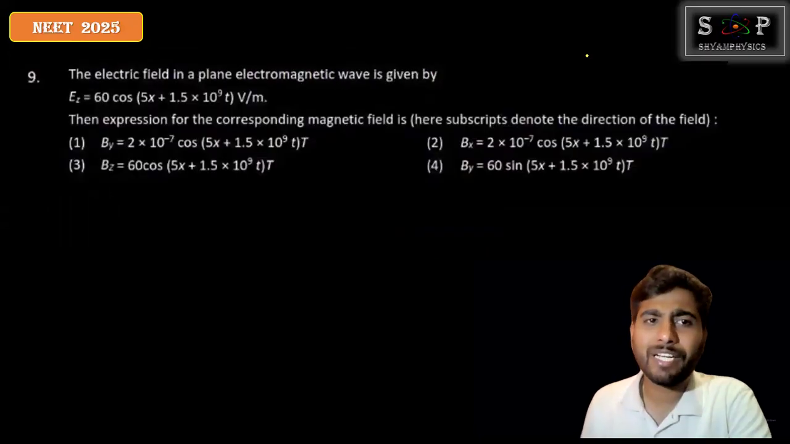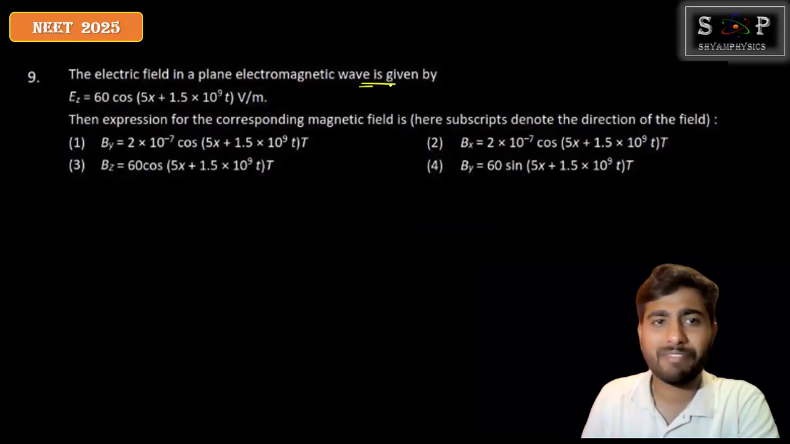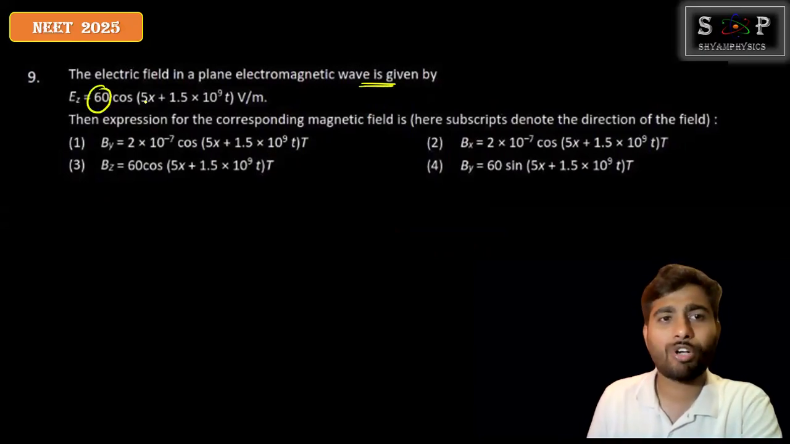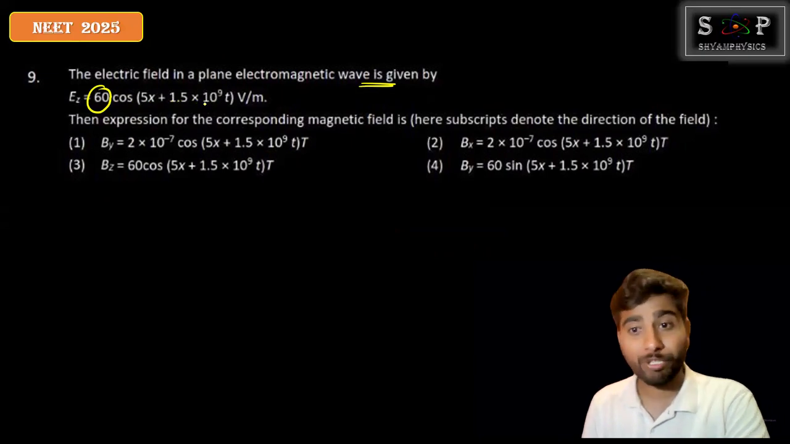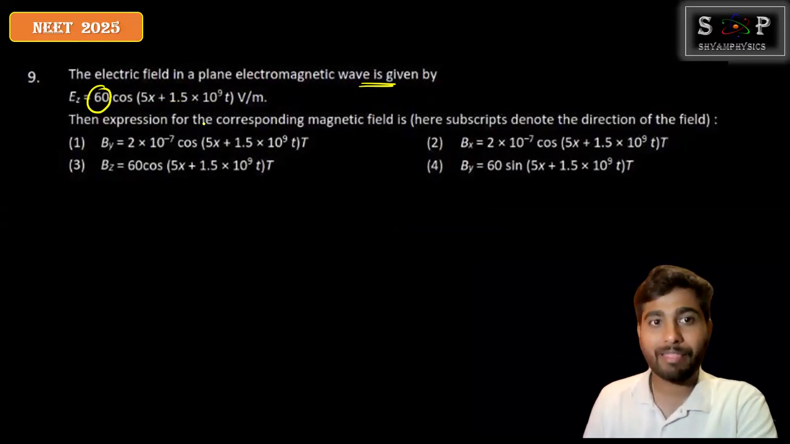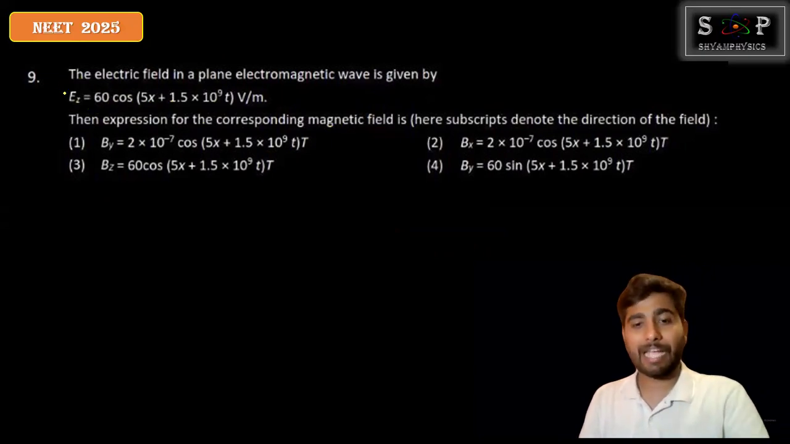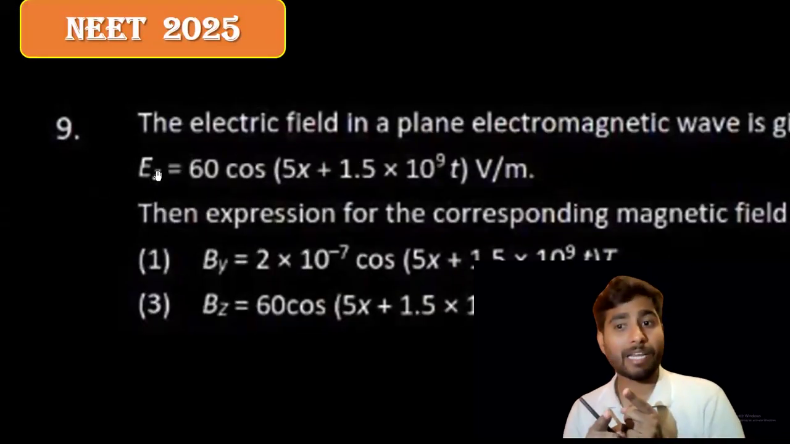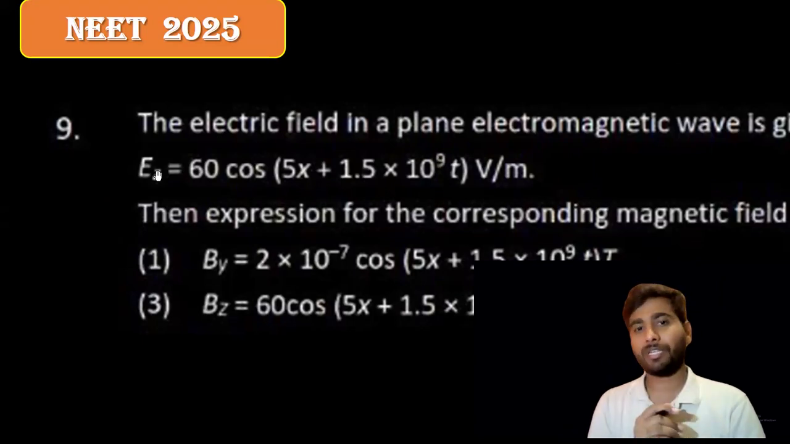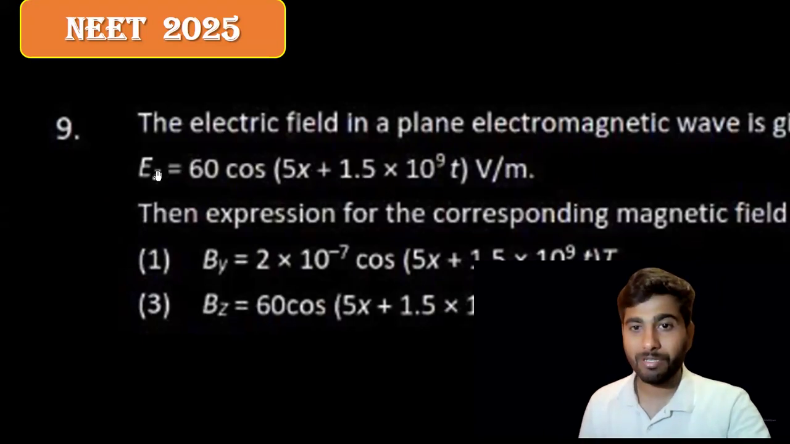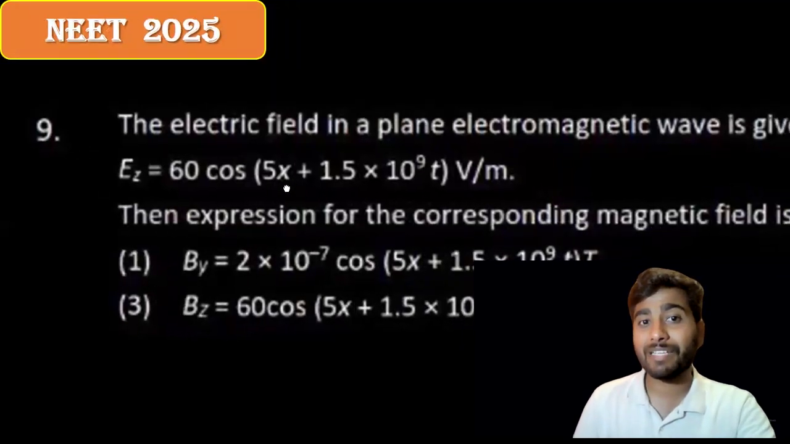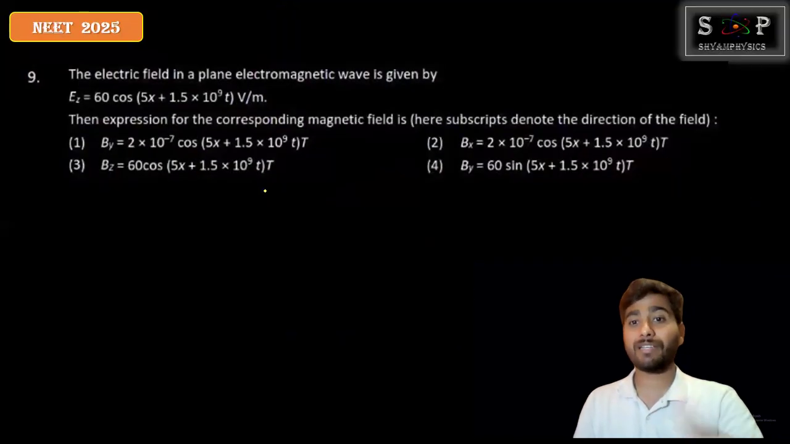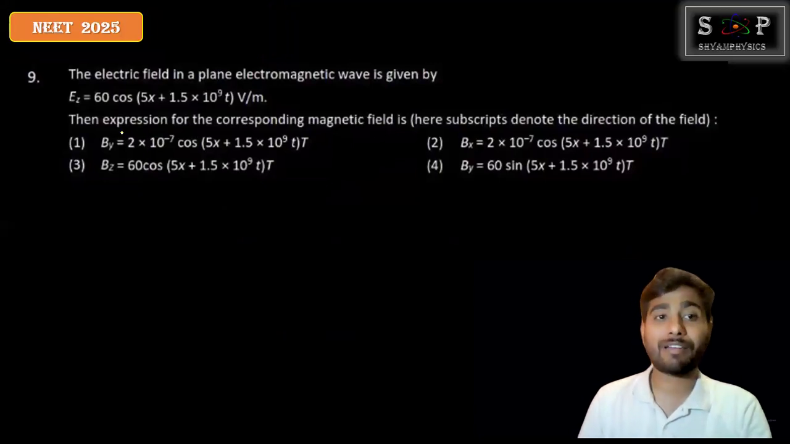Next, the electric field in a plane electromagnetic wave is given by E naught cos(5x plus 1.5 into 10 to the power 9 t) volt per meter. The expression for the corresponding magnetic field is basically, check here. Electric field is acting in the Z direction. If electric field is in the Z direction, magnetic field should be perpendicular to that, means it should be in the Y direction because it is traveling in the negative x-axis. So y-axis means option 1 and option 2 are matching.